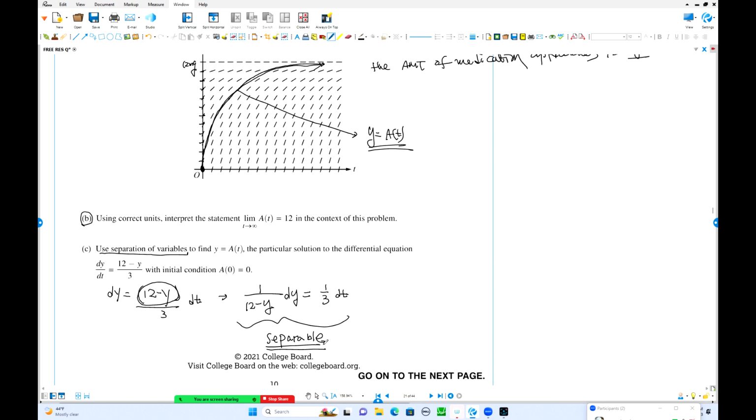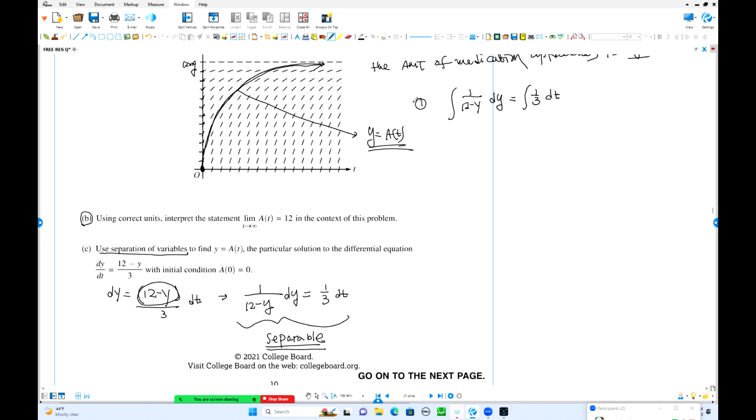Now when you separate the variables, this equation is what we call separation. So now we're going to find the integral. Start from here: the integral of 1 over (12 minus y) dy equals the integral of 1 over 3 dt. You start from here.